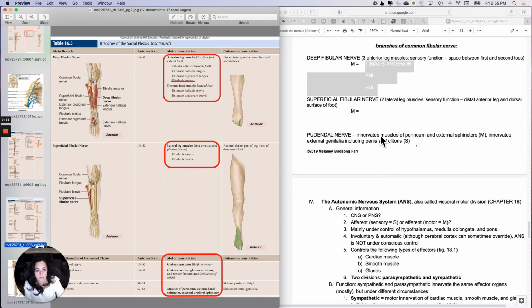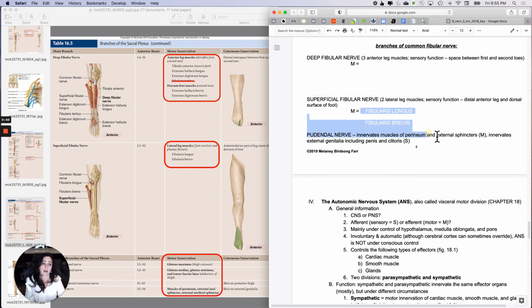And then the superficial fibular nerve stays more lateral. The deep fibular nerve goes anterior and more medial, and the anterior surface of the leg. And the superficial fibular nerve stays more lateral. So it does the lateral leg muscles, the fibularis longus and the fibularis brevis. And its sensory function is it ends up on the anterior or dorsal surface of the foot.